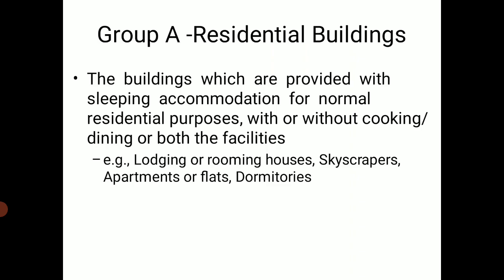So the first one is Group A, residential buildings. These are buildings provided for lodging or rooming houses for one or more families, or buildings meant for normal residential purposes, with or without cooking or dining or both facilities. Examples mainly include apartments, dormitories, private dwellings, skyscrapers, etc.